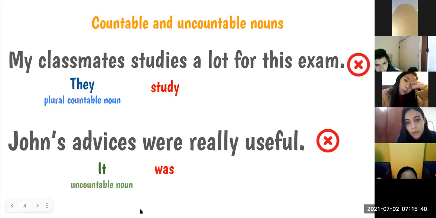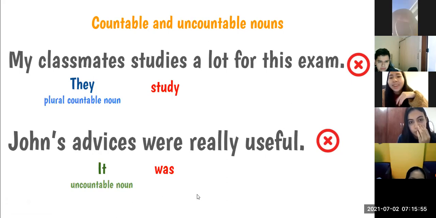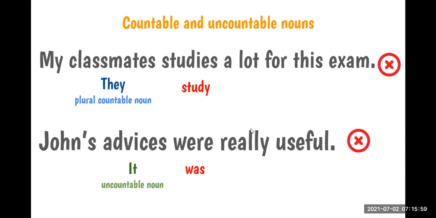So you have to be very careful with this, because when we have uncountable nouns, for example, advice, the correct sentence would be John's advice were really useful. Sorry, John's advice was really useful, right? Because it's an uncountable noun. So we have to be very careful when we have nouns. We have to check if they are countable or uncountable.